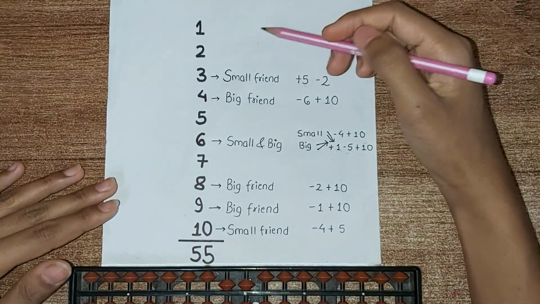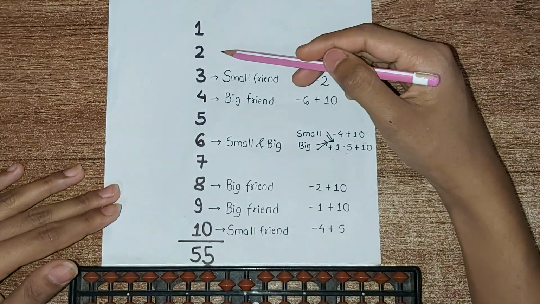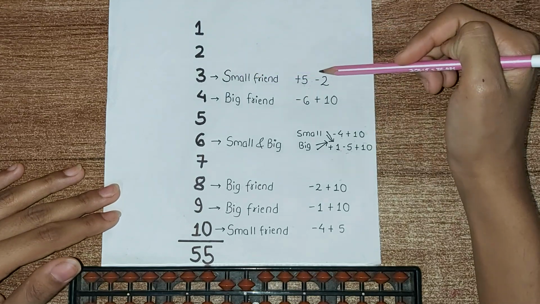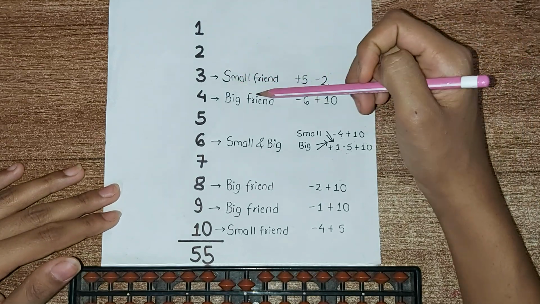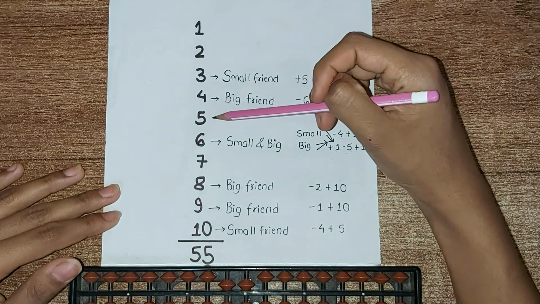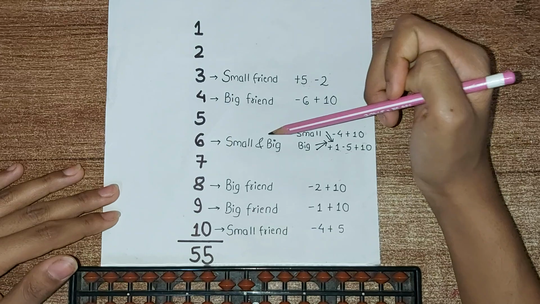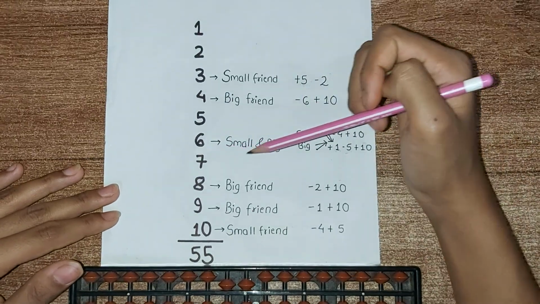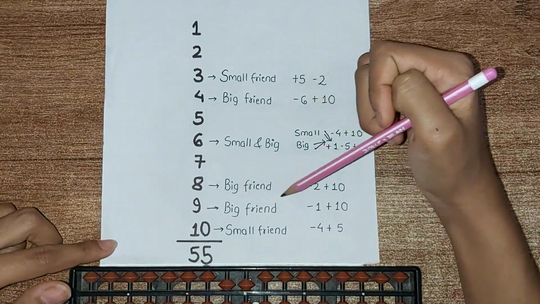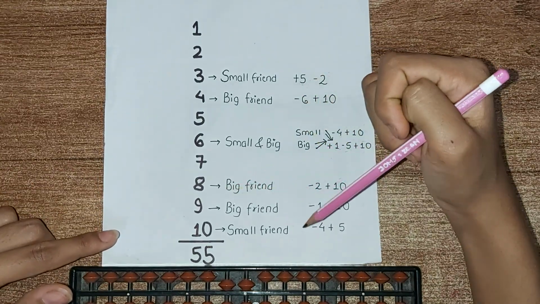Okay, so in 1 we don't use any formula. In 2 also we don't have any formula. In 3 we use small friend formula, that is minus 2 plus 5. In 4 we use big friend formula, that is minus 6 plus 10. 5 we can do directly. 6 we use both small and big friend formula. 7 we don't need any formula. 8 we use big friend formula. 9 we use big friend formula, and 10 we use small friend formula.